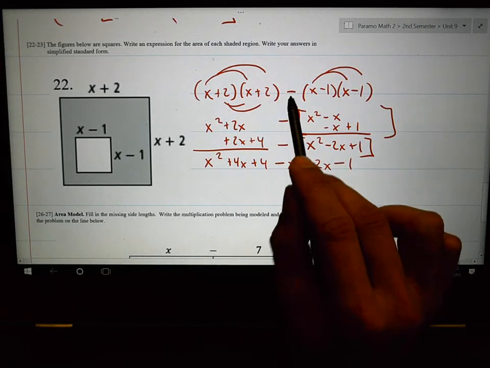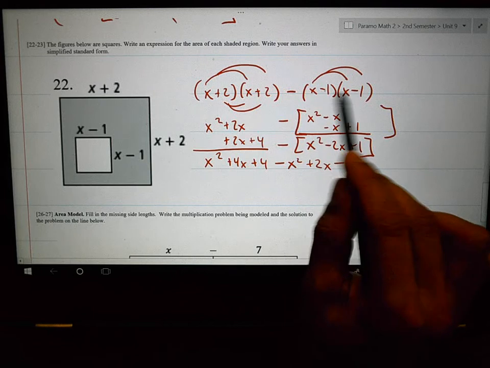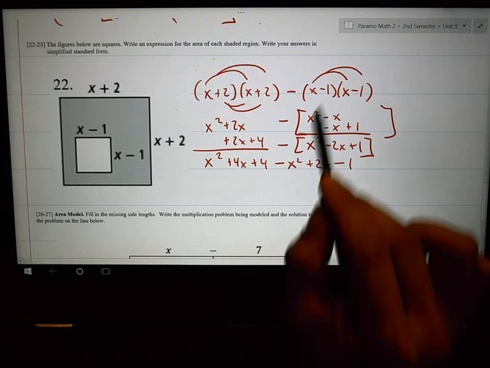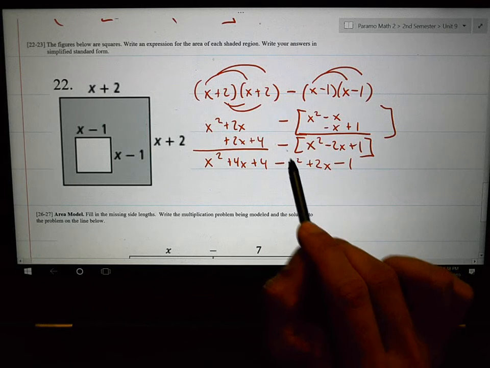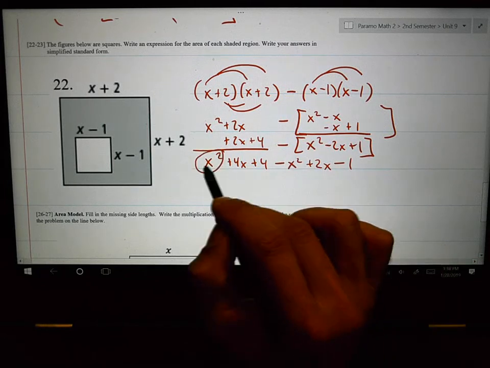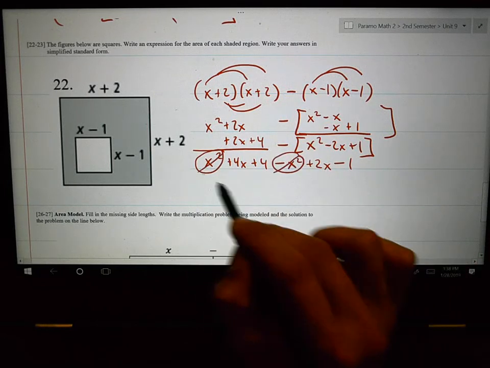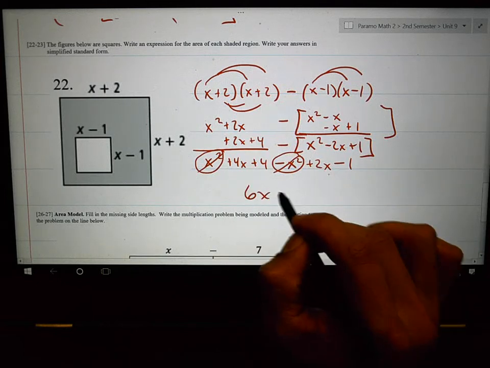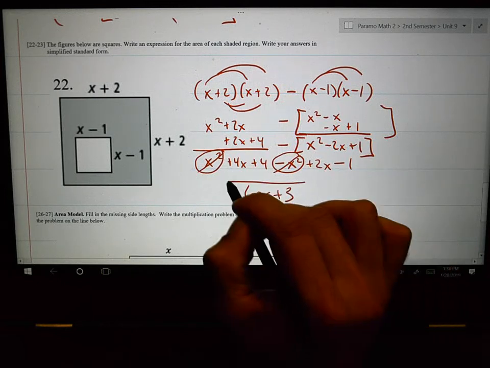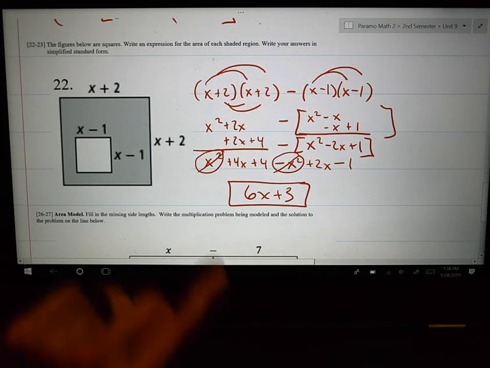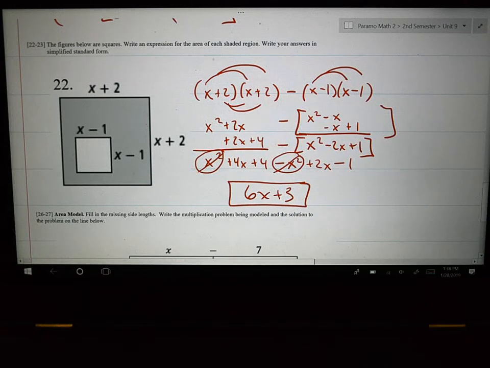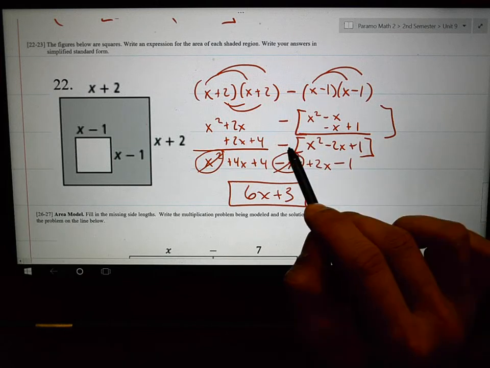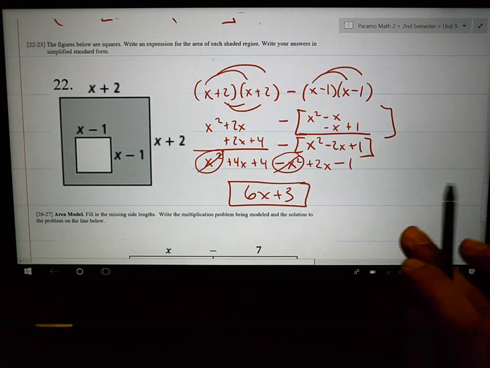This is what makes it hard, is that you have to multiply the whole thing, and then you're subtracting the group. So keep in mind that's the number one mistake. X squared minus x squared goes away. 4x and 2x makes 6x. 4 minus 1 is plus 3. There's your answer for 22. Keep in mind, subtracting parentheses, keep it in brackets, and then do the opposite of each of those. That's how you're going to do it.